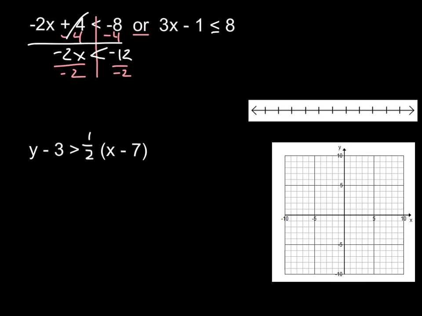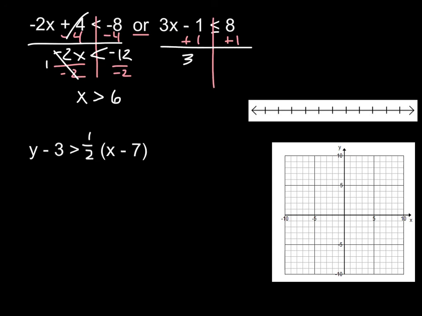So we have -2 divided by -2, which is 1. So we have x. And did you remember to flip the sign? x is greater than 6, because negative divided by a negative is positive, and 12 divided by 2 is 6. Solving the other inequality, we're going to add 1 to both sides first.